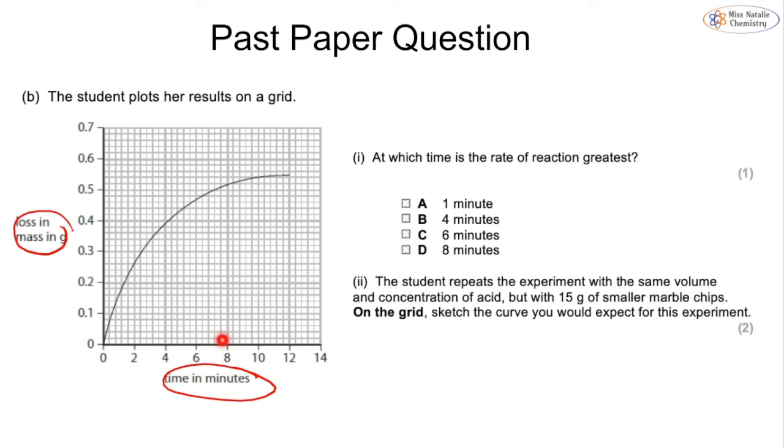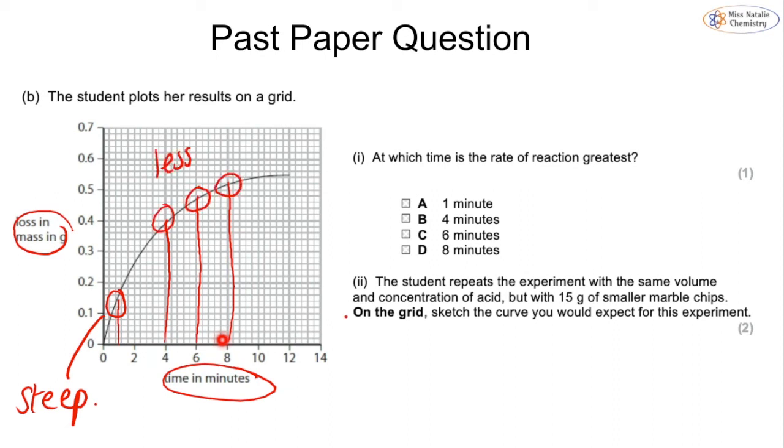So if we look at 1 minute, which is going to be here, versus 4 minutes, versus 6 minutes, versus 8. Of course, you would draw these with a ruler. We can see that at 1, the graph is very, very steep, as opposed to 4, 6, and 8, where it is less steep. And we said the steeper the graph, the faster the reaction. Therefore, your answer is going to be A, 1 minute.